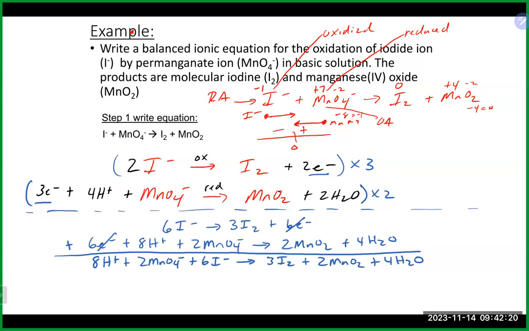And if I were to do it for acidic conditions, I technically would be done at this point. I could put a box around it and be done. I also would know it's acidic conditions because, again, I see H plus there on the left-hand side.